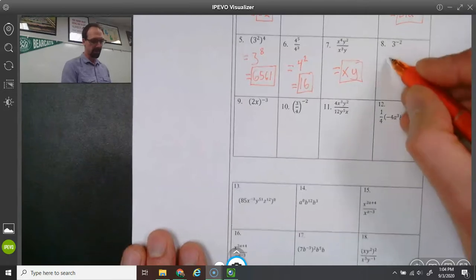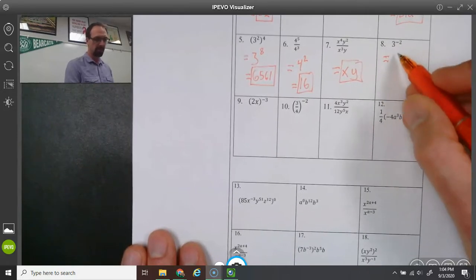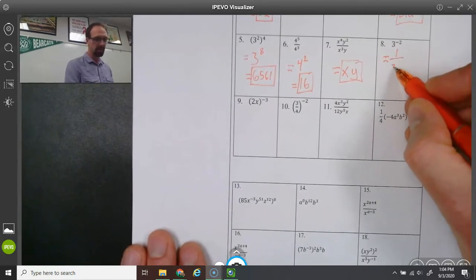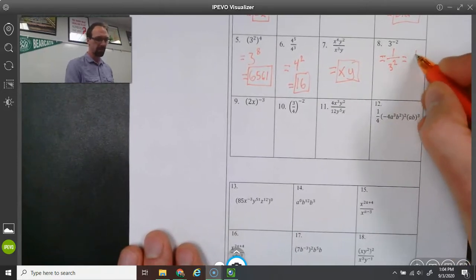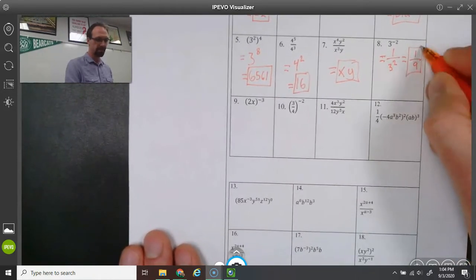3 to the negative 2nd power. That's going to move the 3, the base, to the denominator, and then I have a positive exponent. So that gives me 1 over 3 squared. And 3 squared is 9. So this gives me 1/9.